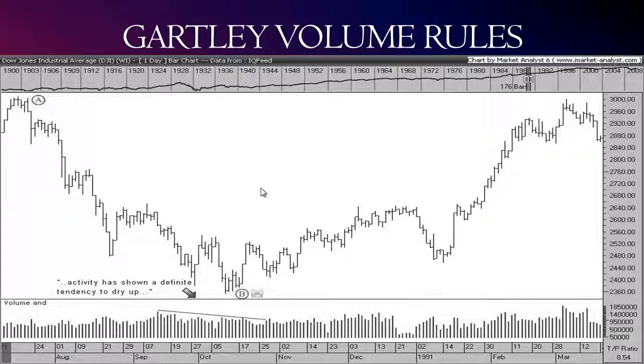So over here, once again, we're using the exact same labels that Gartley used. We have the Dow Jones Industrial Average here on a daily chart. Here's label A, the high. Here's B, the low. But in reference to this pattern, he said, the first thing in regard to volume, he said, activity has shown a definite tendency to dry up. So what I've done here is I'm showing you volume on the bottom of the screen here, and I've drawn a trend line to show how there has been a decline in volume going into this B label here. So that was one of the criteria that Gartley referred to in regard to his pattern.